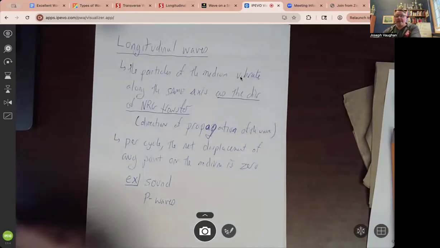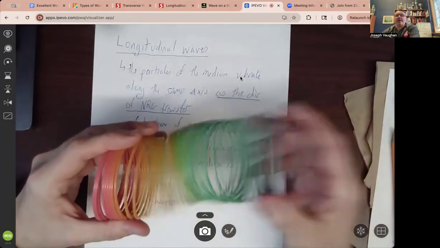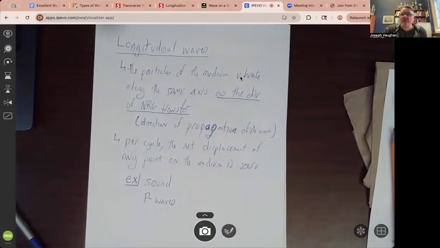You'll note that I didn't talk about slinky waves because we're going to find out that I can make every type of wave with a slinky. So it's not a good example of a longitudinal wave.